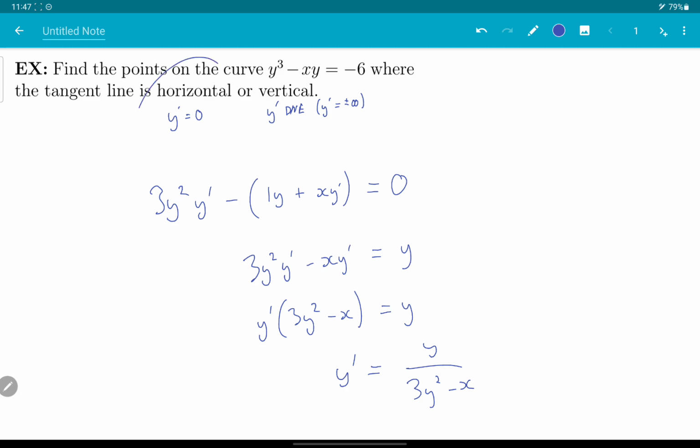Okay, so as I said, horizontal means y prime is 0. Vertical means y prime does not exist. Useful to think of that as plus or minus infinity. Okay, y prime is equal to 0. What does that do for us? How can this fraction here be 0? Well, for a fraction to be 0, the numerator must be 0. So y must be 0.